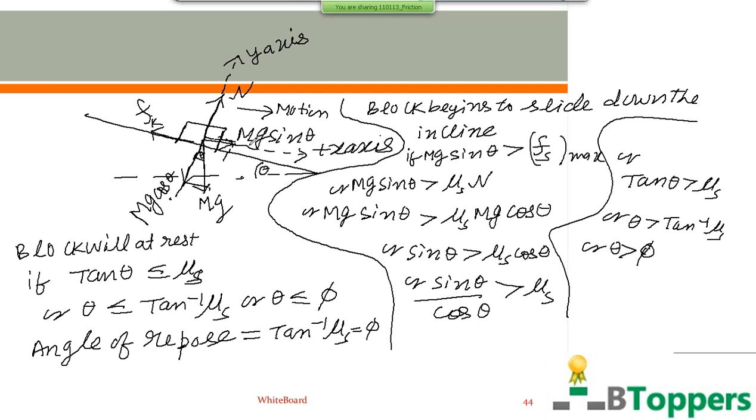If tan theta is more than mu_s, or theta is more than tan inverse mu_s, then the block will be sliding down the inclined plane with an acceleration. Then the kinetic friction on the block during the motion is given by Fk equal to mu_k into N, or mu_k into mg cos theta. The mu_k is the coefficient of sliding friction between the block and inclined plane.